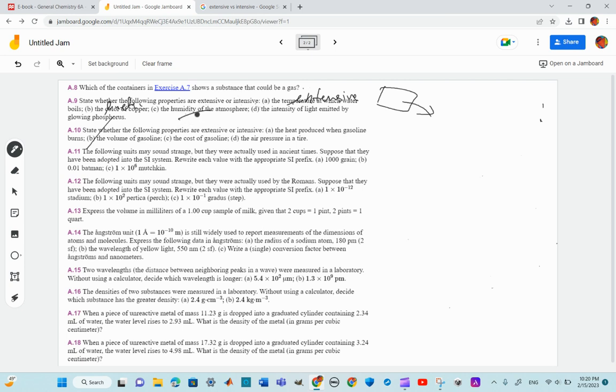Humidity of the atmosphere, that is extensive. Intensity of light emitted by a glowing phosphorus, that is intensive. More of these. The heat produced when gasoline burns, I think that's extensive. Gas volume, that's extensive. And the cost of gas, that's extensive. Air pressure of a tire, that is extensive, right?